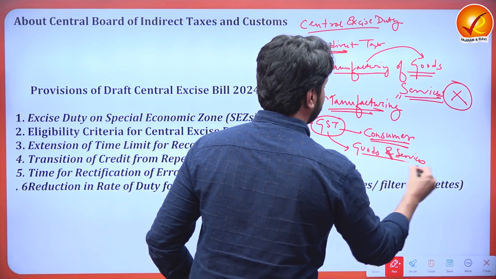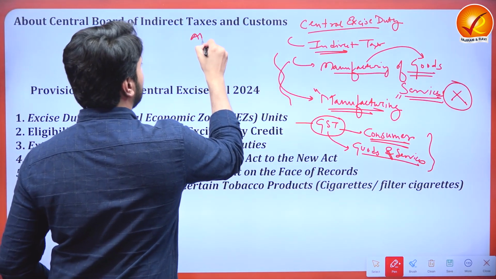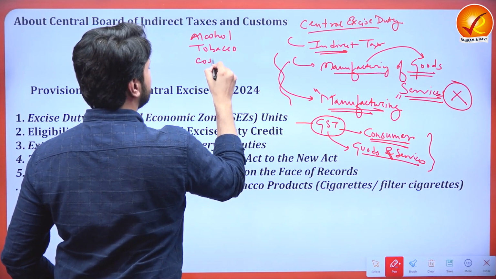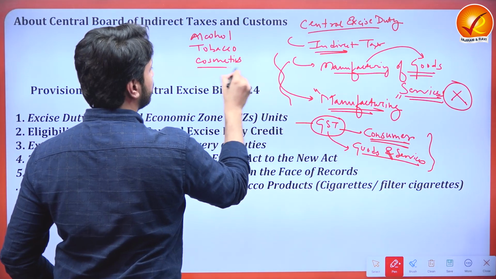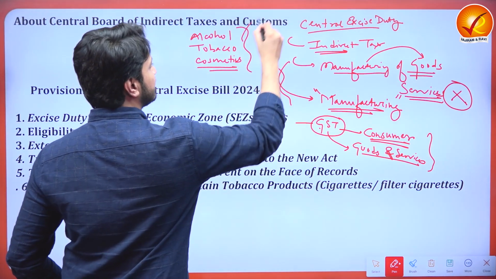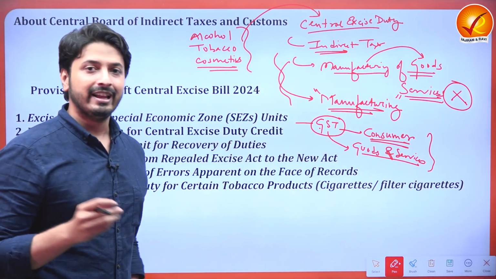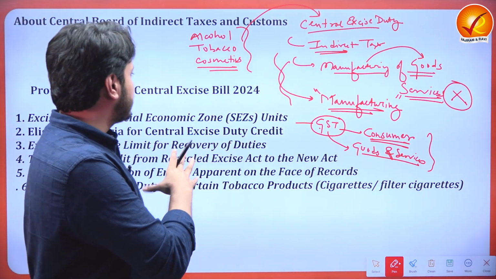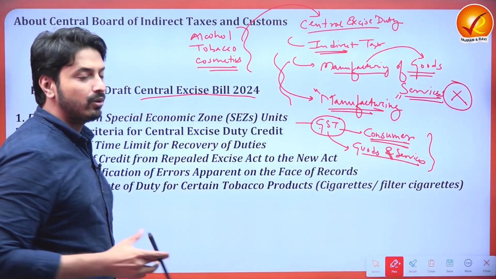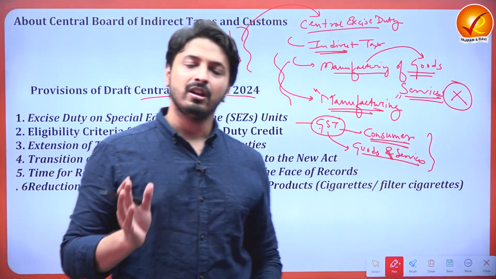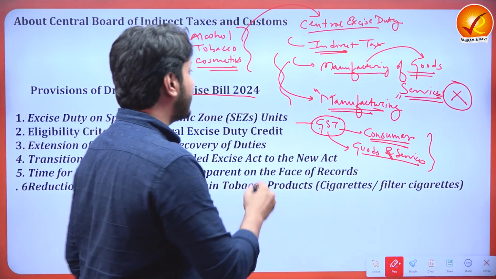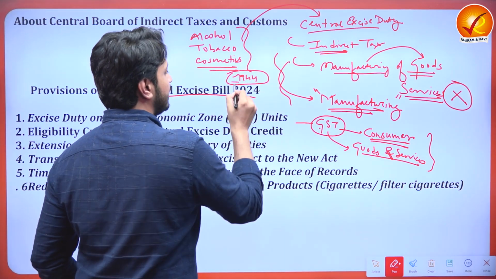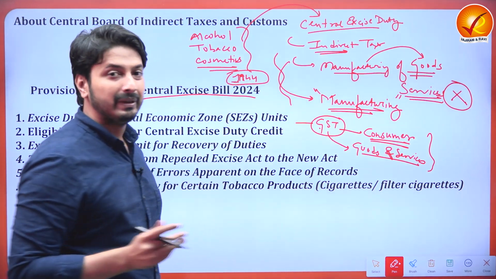However, there are certain commodities like alcohol, tobacco, and certain categories of cosmetics which do not come under the ambit of GST, and hence these come under the ambit of Central Excise Duty. And the Government of India came up with the Central Excise Bill 2024 because the previous excise bill was enacted way back in the year 1944. So it's almost 80 years since the enactment of the previous excise bill.